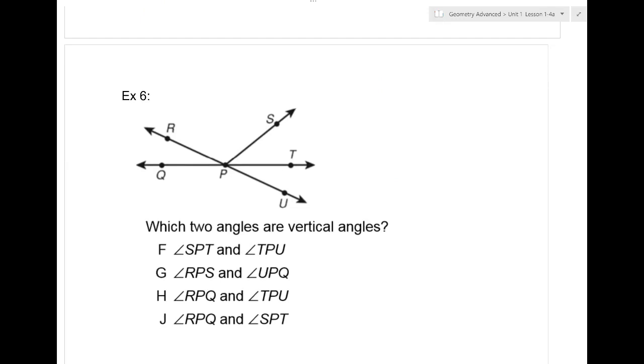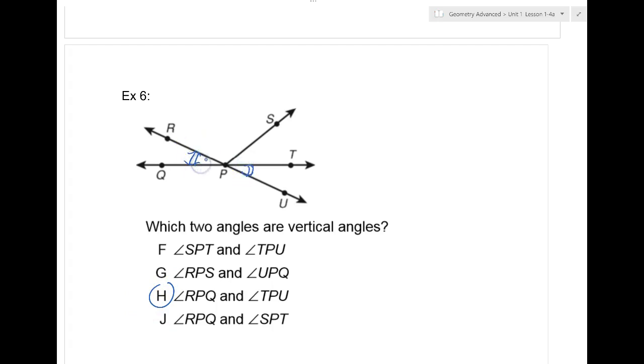Which 2 angles are vertical angles? F, G, H, and J. Can you tell I stole this from Sesame Street? All right. This is not A, B, C. Which 2 angles are vertical angles? All right, everyone shout it out once. What's the answer? H. All right, angle H. We have angle RPQ, and we have angle TPU, those 2.